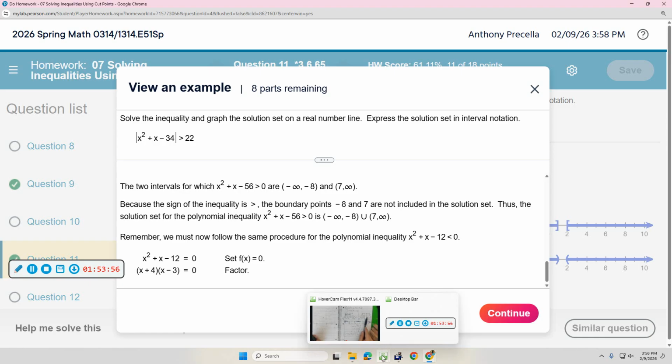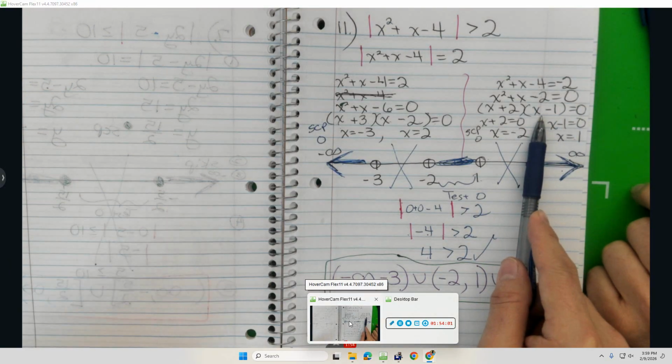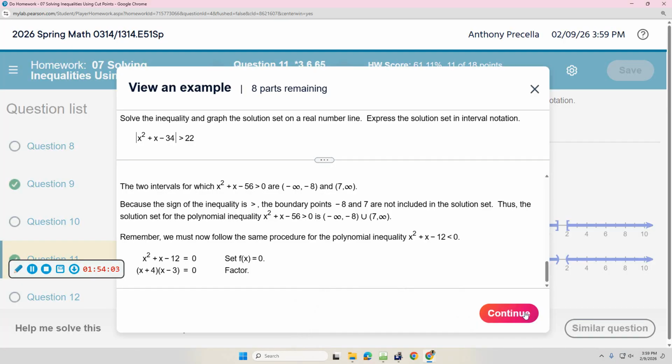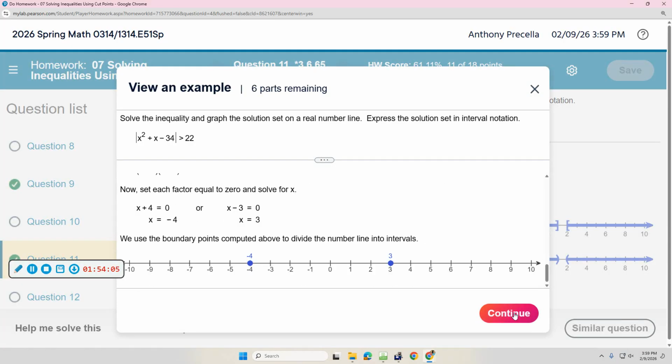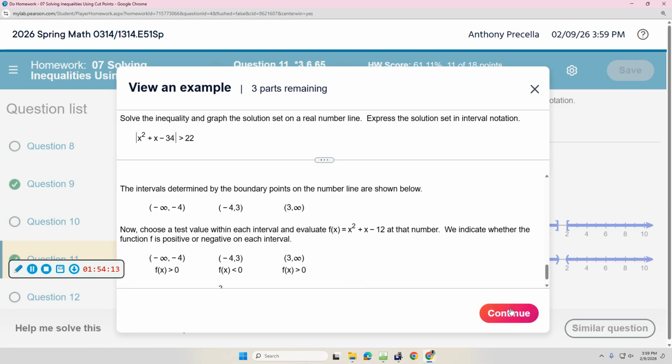Now they're ready to begin factoring. They're ready to begin the second half. All that was just the first half. Then they keep on going. They do the second bit of factoring. They get a new number line, and they shade this new number line.